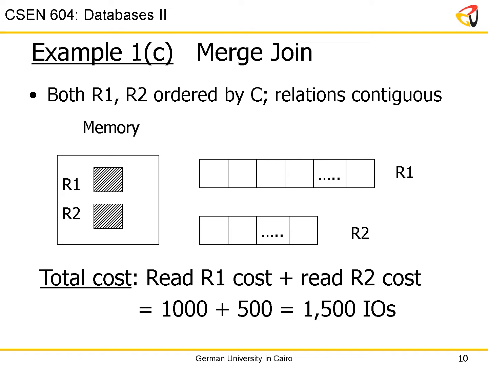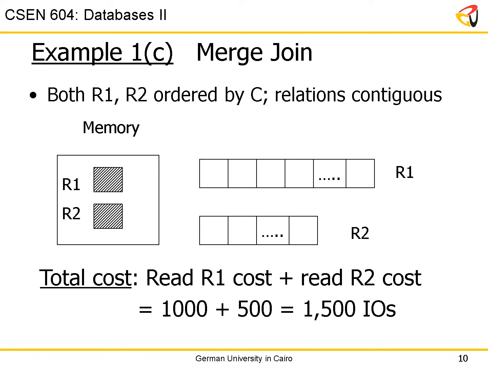When we stored the smaller of the two, which is R2, in memory, we divided it into chunks, and we cached the chunk in memory, and we worked on R1. If you check the slides from the previous lecture, we actually managed to bring down the 55 million to 55,000. But now we're seeing even better performance with just 1,500. But again, the assumption here is the relations are sorted on C already, and the relations are contiguous.